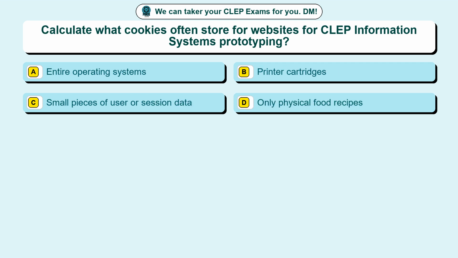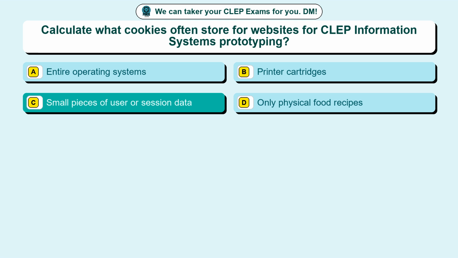Question 33. Calculate what cookies often store for websites for CLEP Information Systems prototyping. Option A, entire operating systems. Option B, printer cartridges. Option C, small pieces of user or session data. Option D, only physical food recipes. The correct answer is option C, small pieces of user or session data.